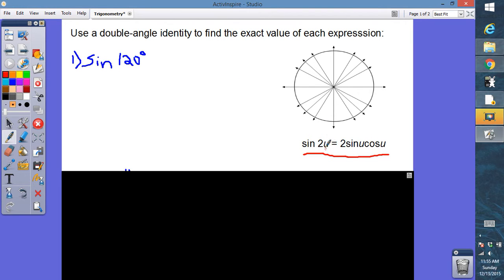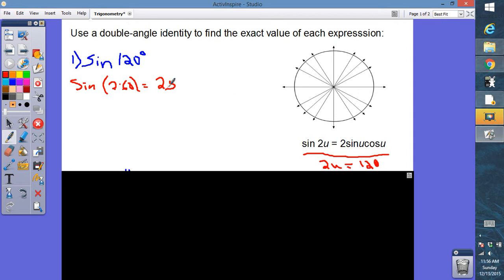All right, so let's set this up. In this problem, 2u is equal to 120 degrees. So what does that make u equal to? Well, you solve this simple algebra problem and you get u is equal to 60 degrees. So think of this formula now as saying, another way to rewrite 120 is 2 times 60. So the sine of 2 times 60 is equal to this right-hand side.